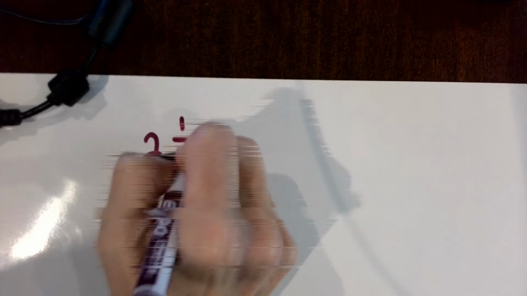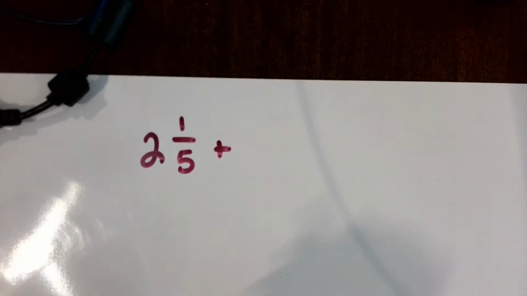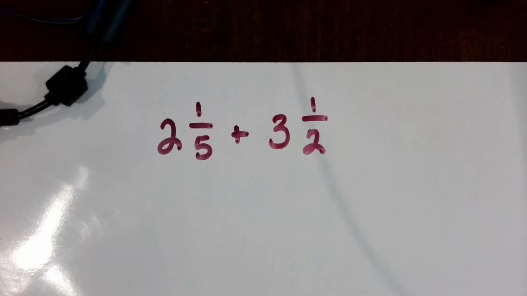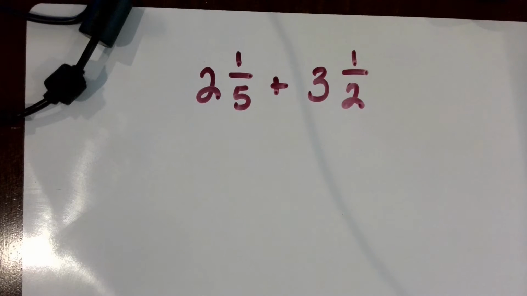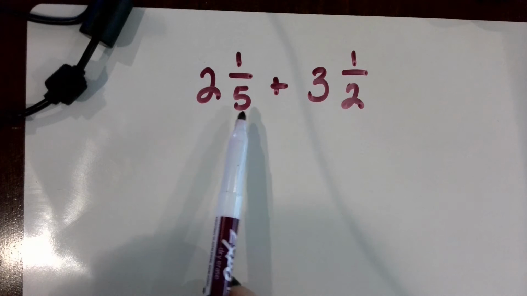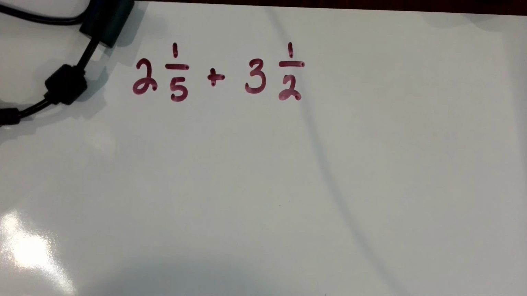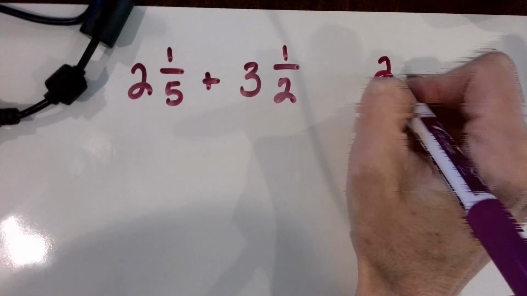So we have 2 1/5 plus 3 1/2. So the same rules apply here adding mixed numbers as it did when we were adding regular fractions. So we have to have our denominator the same in order to add them together. So I'm going to come over here and find a common denominator.